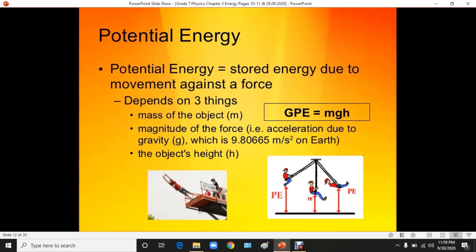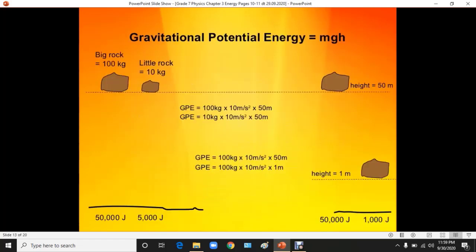the potential energy. So here you can see the example, a big rock with 100 kg mass, and the little rock with 10 kg mass. On the basis of their height, which is 50 meters, you can find out for the two different masses, their height, and the third thing, that is the magnitude. So on the basis of this, we can find out the gravitational potential energy.